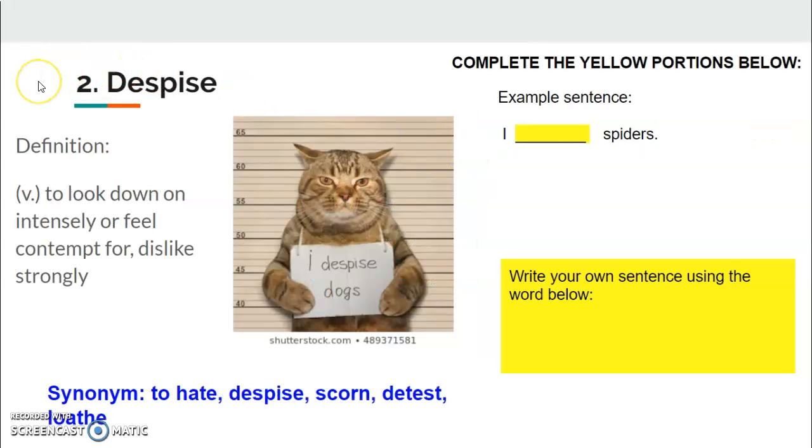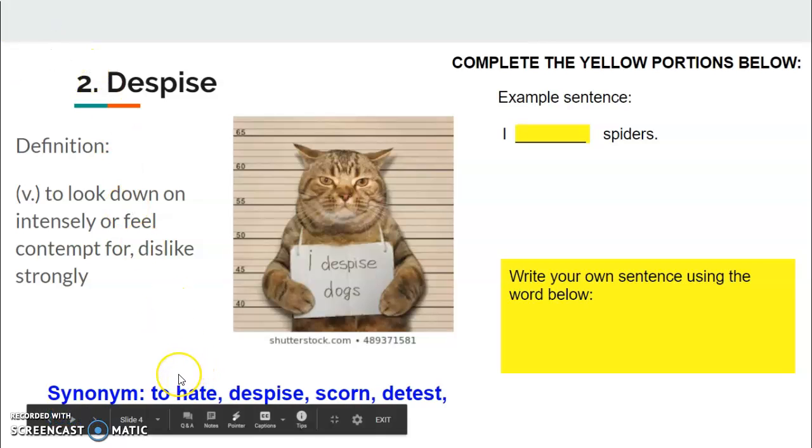Number 2, despise. Despise is a verb. When you despise something, you don't like it. You hate it. You look down on it intensely. So you feel strongly against whatever you despise. In the picture here, this cat despises dogs, so he hates dogs. I despise spiders. If you're thinking of synonyms for the word despise, you might think of hate, scorn, detest. All right, so go ahead and pause this video and work on despise.